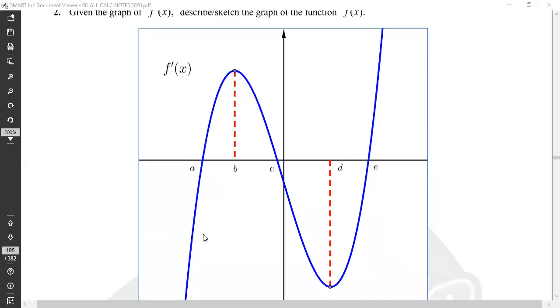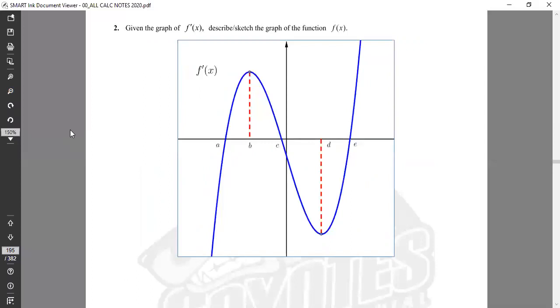Given the graph of f prime, describe and sketch the graph of the function of f. Let me zoom out of here a little bit, maybe. Describe and sketch the graph of our original function. Okay, so in this question, given the graph of f prime, describe and sketch the graph of the original function. So this is our first derivative graph. This is measuring the slope of our original graph.